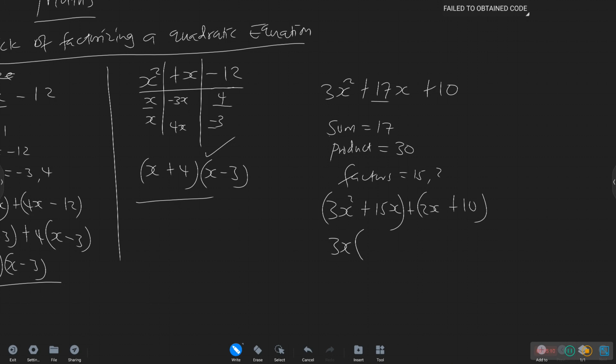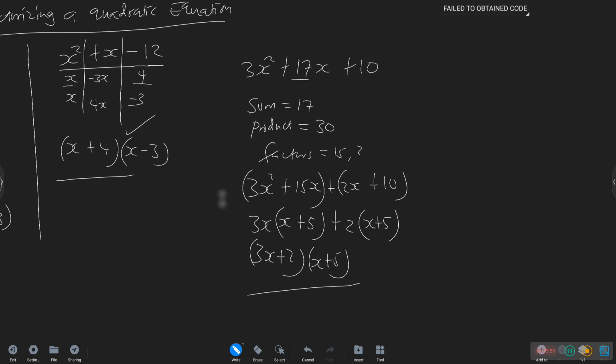We divide them into groups of 2, then the common factor here is 3x. 3 cancels, x remains, then plus, 3 goes into 15 5 times, x cancels. Then we have a common factor of 2. 2 goes into 2x, it remains an x. 2 goes into 10 5 times, so there is a plus 5. So you take the outside ones, it will be 3x plus 2, and the inside ones, x plus 5. So this is the factor.